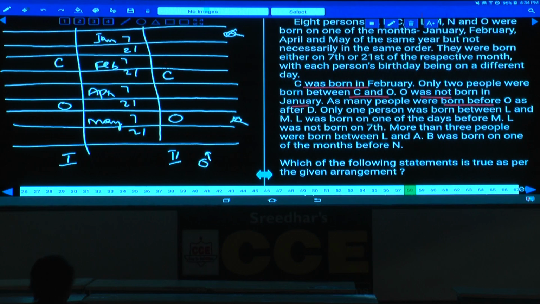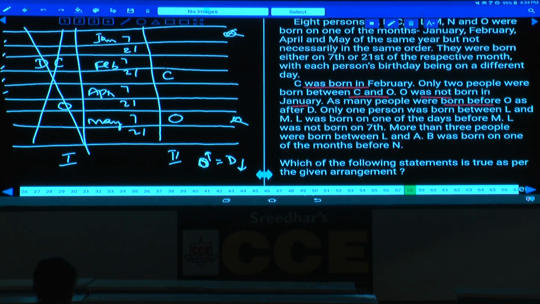As many people were born before O as after D. Before O, if there is one person, after D there must be one person. If before O there are two persons, after D there must be two persons. The number of persons born before O equals the number of persons behind D. Now in the first case, tell me how many persons are before O? 5 persons. As 5 persons are before O, 5 persons must be after D. That means C and D must be in the same place. Is it possible to have 2 persons at the same place? No. And this first case is completely ruled out.